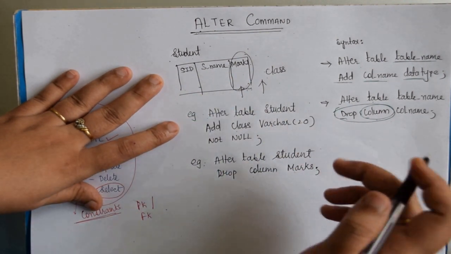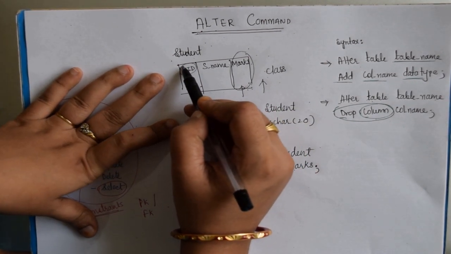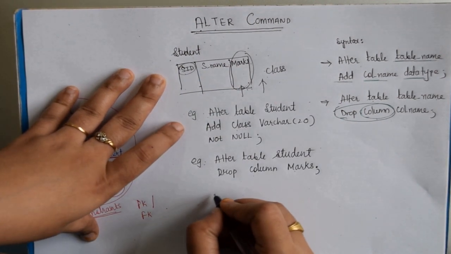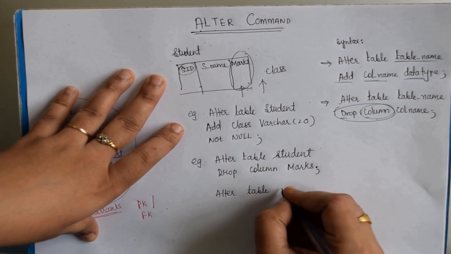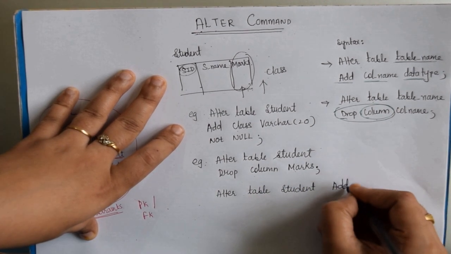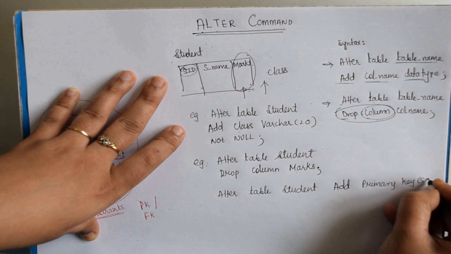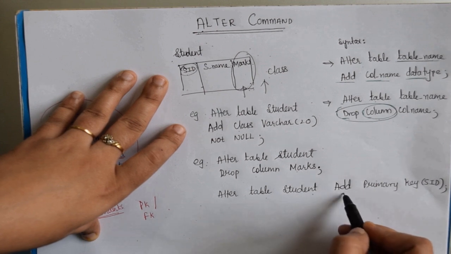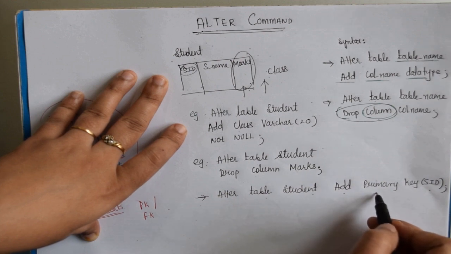Now if I want to add primary key constraint here, this SID is my primary key and I have not added primary key in this column, so you can add it with the help of alter command. Alter table, table name is student, you directly have to write add primary key into bracket SID. Simple. Alter table student, add primary key SID. In this way you can add primary key constraint or any constraint.